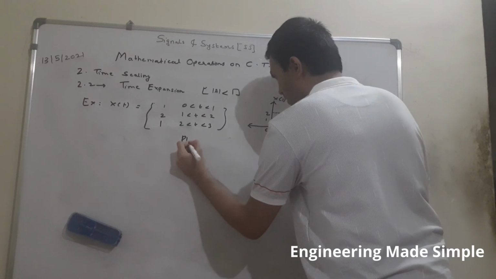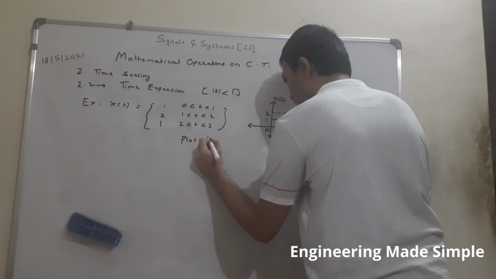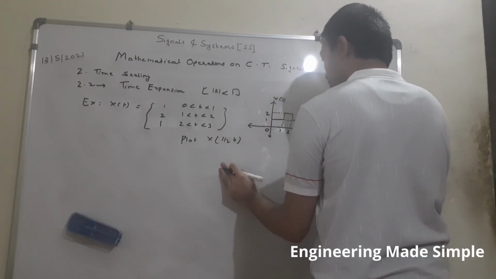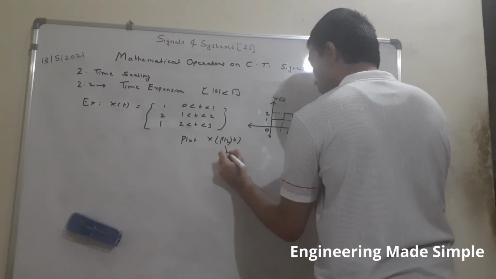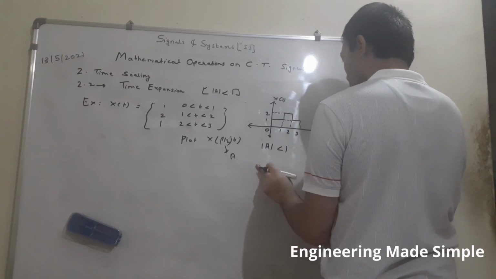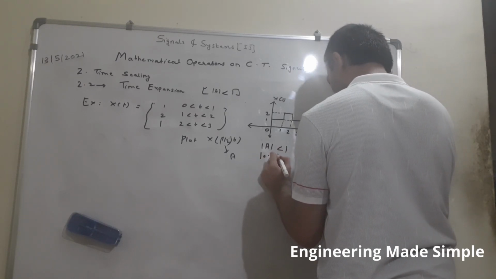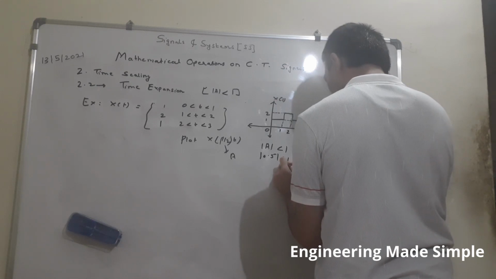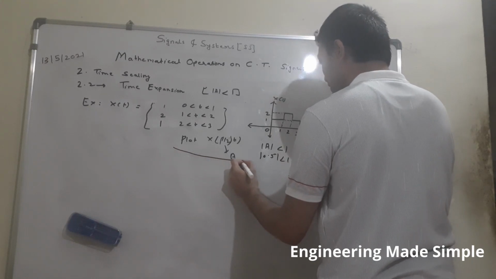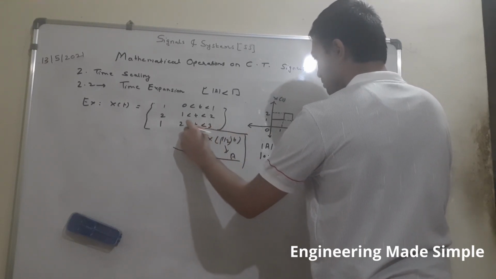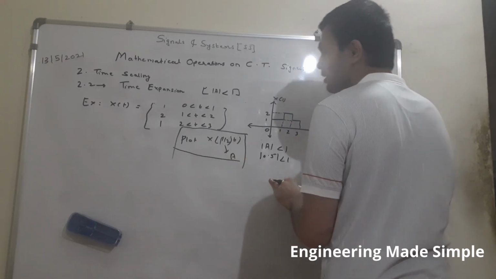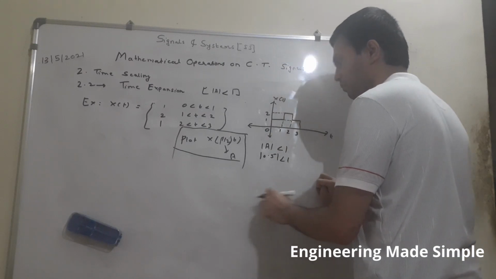So we are interested in plotting x of half t. Here you can see this half is the value of a. The value of a is less than 1, because 1 by 2 is 0.5, and 0.5 is less than 1. So if you are supposed to plot this type of signal, then time scaling needs to be performed, and essentially as the value of the constant is less than 1, we say that time expansion needs to be performed here.